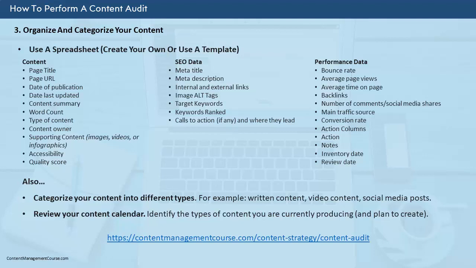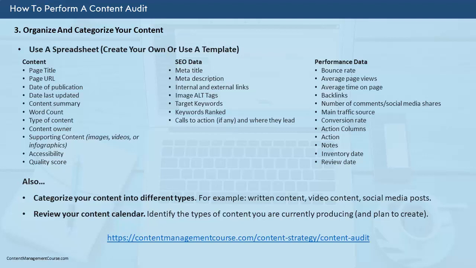The table on the slide lists some of the items that you may want to include in your spreadsheet to categorize content-related SEO and performance elements. How you choose to organize and categorize your content and how much detail you want to record about each item is completely up to you. At a minimum, you want to list your content URLs and add various useful categories, some metadata, and important metrics to track. It's also a good idea to categorize the content into different types. For example, written content, video content, social media posts, etc.